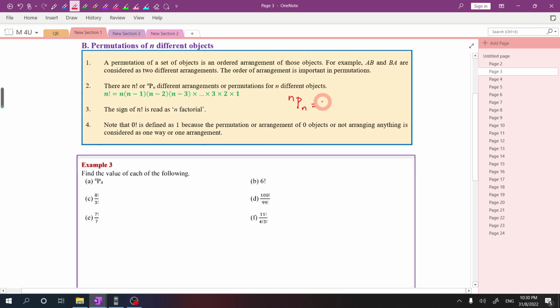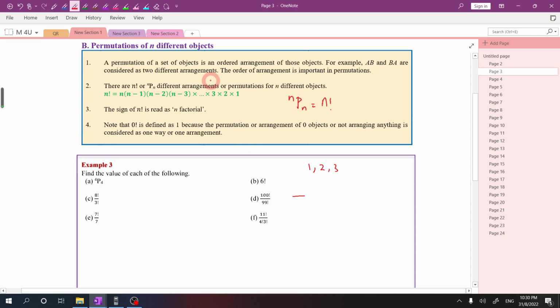nPn is actually equal to n factorial. Okay, let's say I have 3 digits, 1, 2, and 3. How many number of ways can I arrange them? Let's say I want to use up all the digits. Every digit I can use once without repetition.